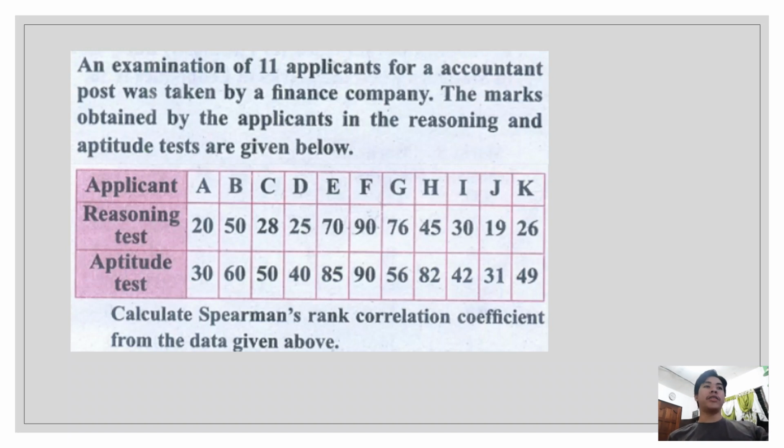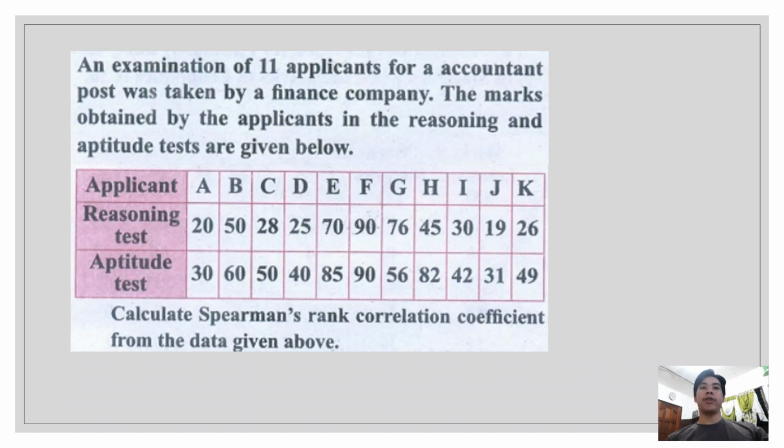Applicant A got a reasoning test score of 20 and aptitude test of 30. Applicant B got 50 in reasoning and 60 in aptitude. Applicant C got 28 in reasoning and 50 in aptitude. Applicant D got 25 in reasoning and 40 in aptitude. Applicant E got 70 in reasoning and 85 in aptitude. Applicant F got 90 in reasoning and 90 in aptitude. Applicant G got 76 in reasoning and 56 in aptitude.